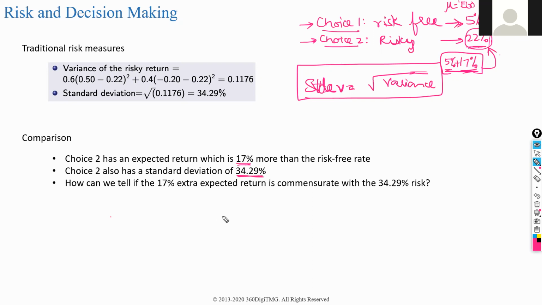Now the question is, would you be willing to take 34.29% risk for this extra 17%? This question we will address tomorrow when we connect at the same time.